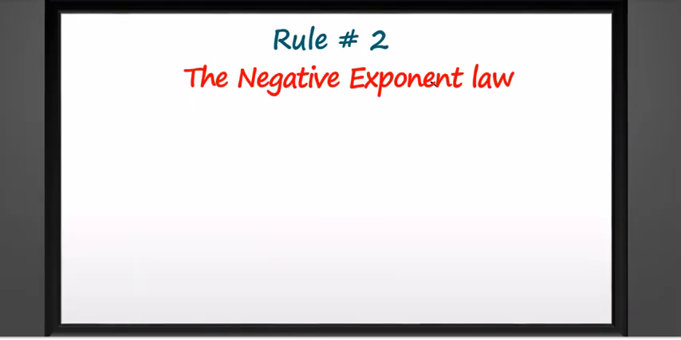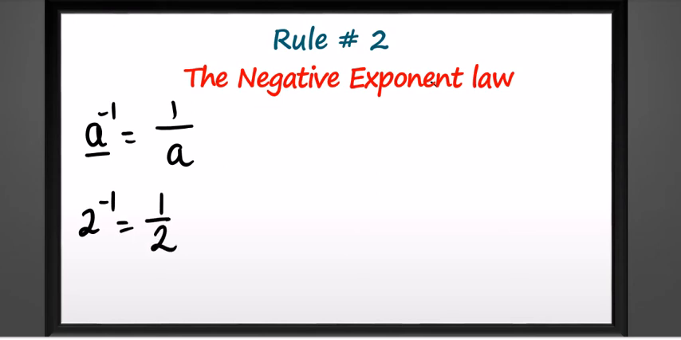Alright, here we are going to look at rule number 2. It's the negative exponent law. Basically, it says a base that has a negative exponent, you write as 1 over a, with the exponent in the denominator becoming a positive exponent. Every time you see a base with a negative exponent, you just put 1 over a. Let's say 2 to the power negative 1. That will be 1 over 2. I'm just going to give you an example here.